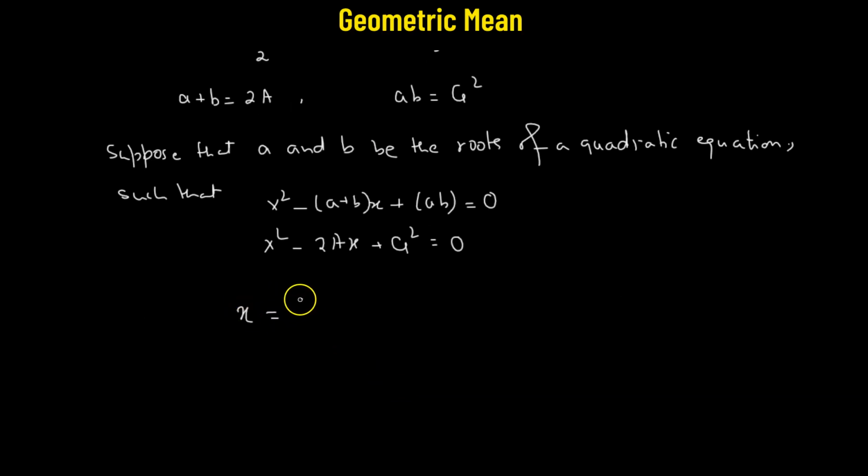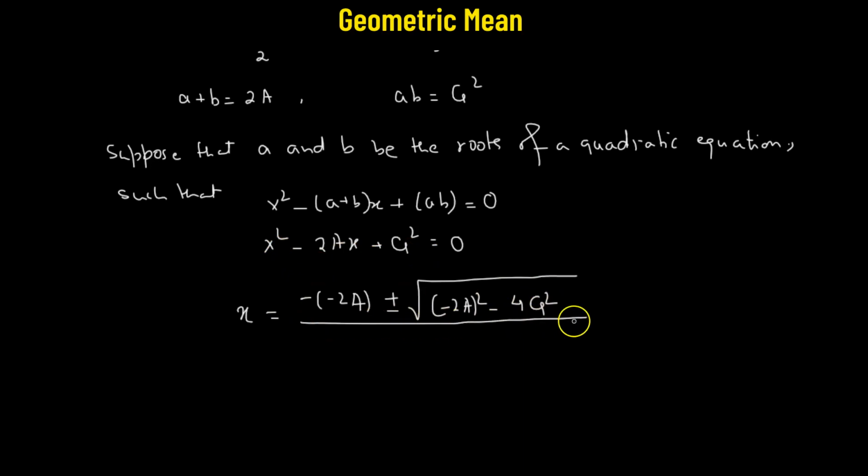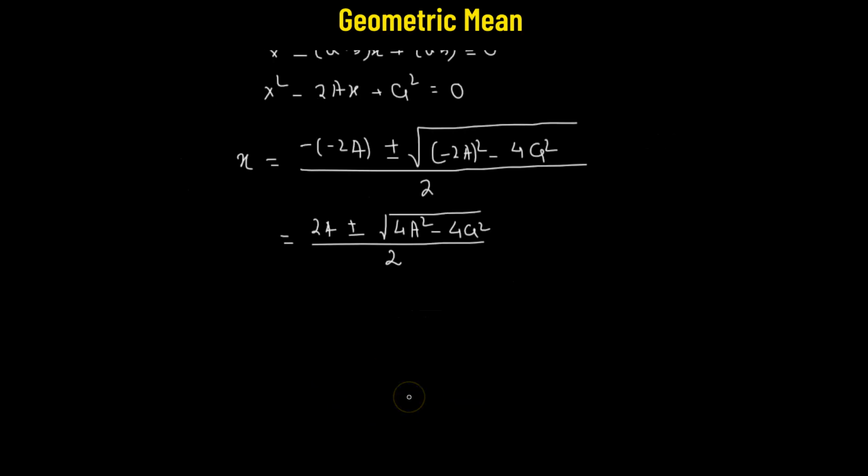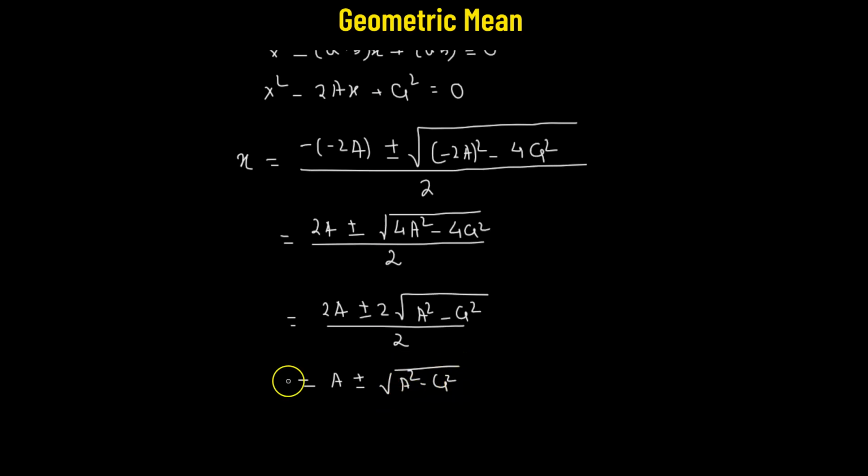So x will be equal to negative of negative 2A, using the standard formula for finding the roots of a quadratic equation. We have negative of the coefficient of x, which is negative 2A, plus or minus the square root. Within the square root, we find the discriminant: the coefficient of x, negative 2A, squared, minus 4 times the coefficient of x squared times G squared, all divided by 2 times the coefficient of x squared. This gives us 2A plus or minus the square root of 4A squared minus 4G squared, all divided by 2. So we get 2A plus or minus 2 times the square root of A squared minus G squared, divided by 2. So we get A plus or minus the square root of A squared minus G squared. This is the value of x.